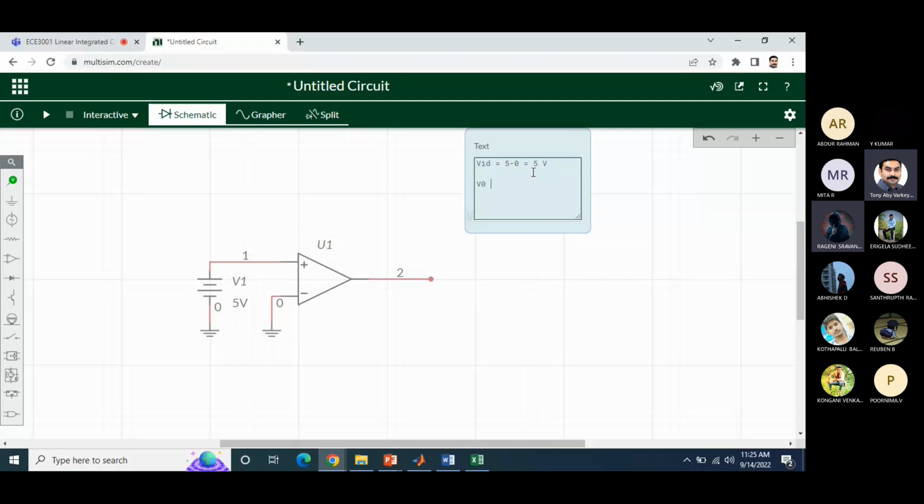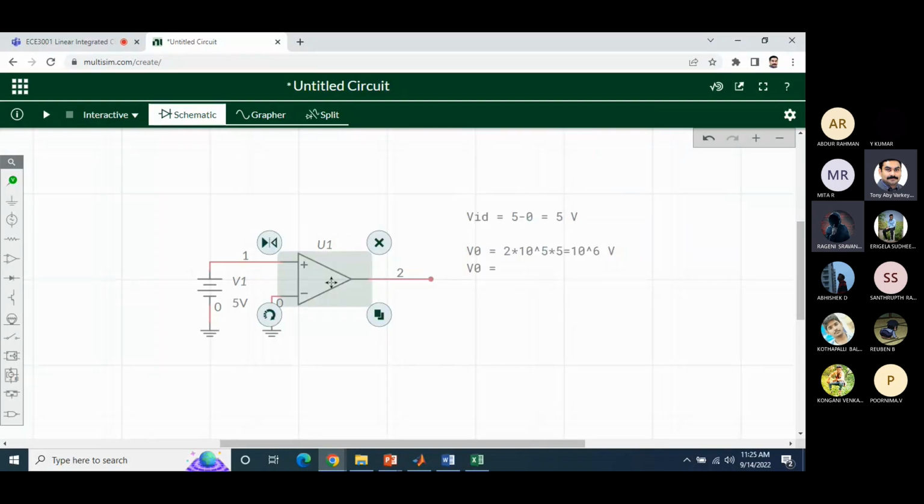Output voltage will be, say for example, if it is 2 into 10 power 5, correct, times 5, which is actually 10 power 6. Will you get 10 power 6? Will you get this much high voltage? No, right? So how much will it be? It will be saturation voltage. It will be closely equal to whatever VCC supply you are giving.